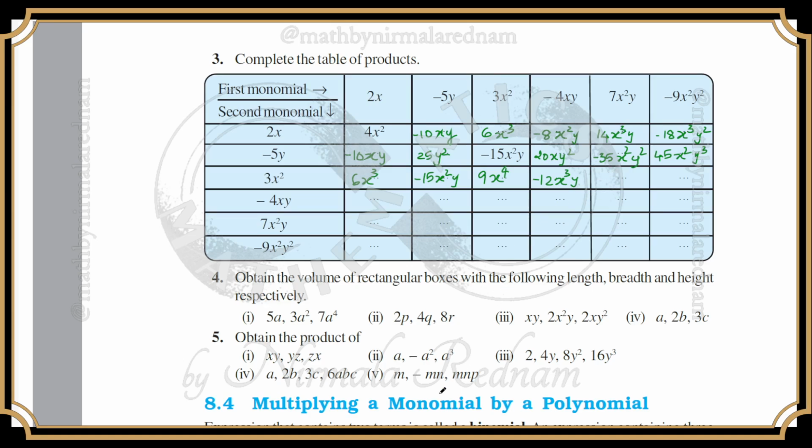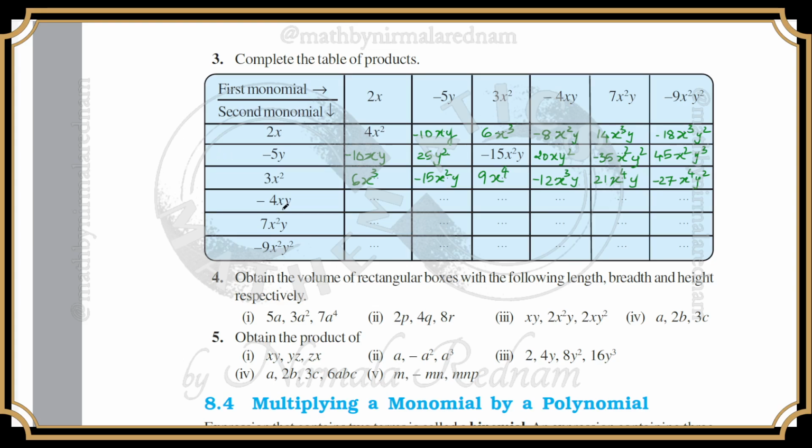Next I have 3x square into 7x square y. 3 into 7 is 21. Okay, and x square into x square is x power 4, right? And there is 1 y. Next I have minus 27. 3 into minus 9 is minus 27. X square and x square will give me x power 4 and then a y square, right?